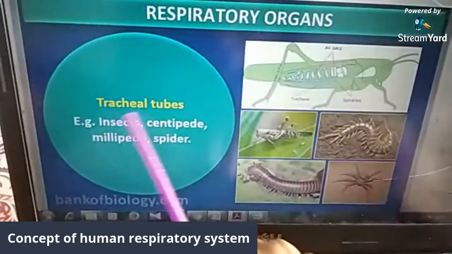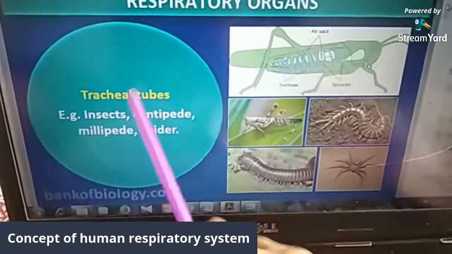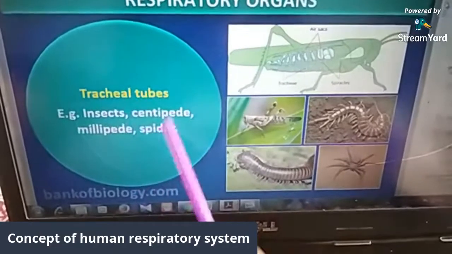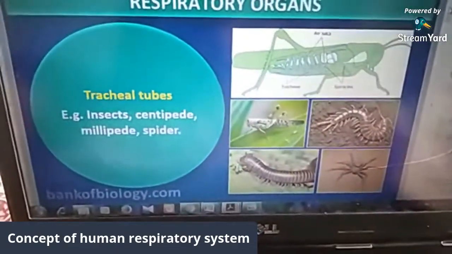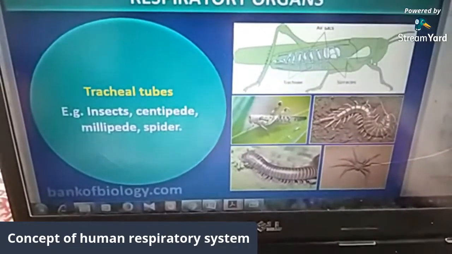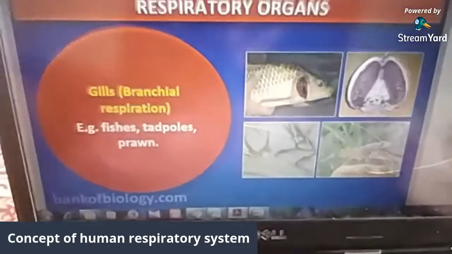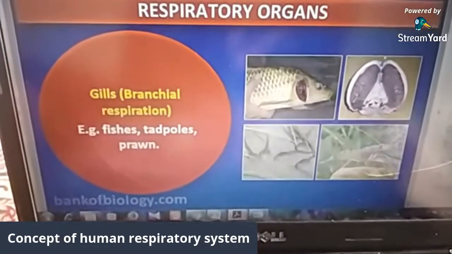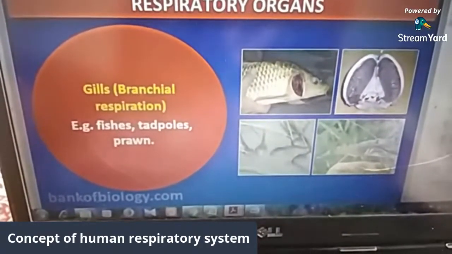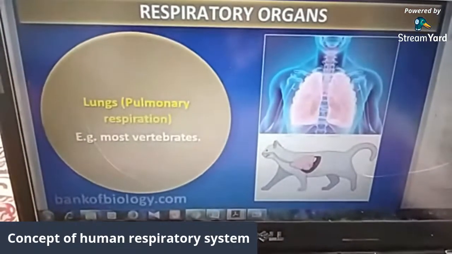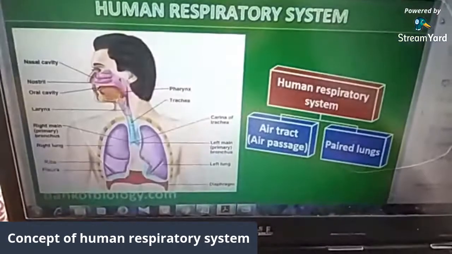Next is the tracheal tubes. Through these tracheal tubes, insects, centipedes, millipedes and spiders, actually the arthropod group, can respire. Okay. Next is the gills. Through the gills, fishes, tadpoles and prawns can respire. Okay. Next is the lungs. Most vertebrates, maximum vertebrates, respire through the lungs, including us.